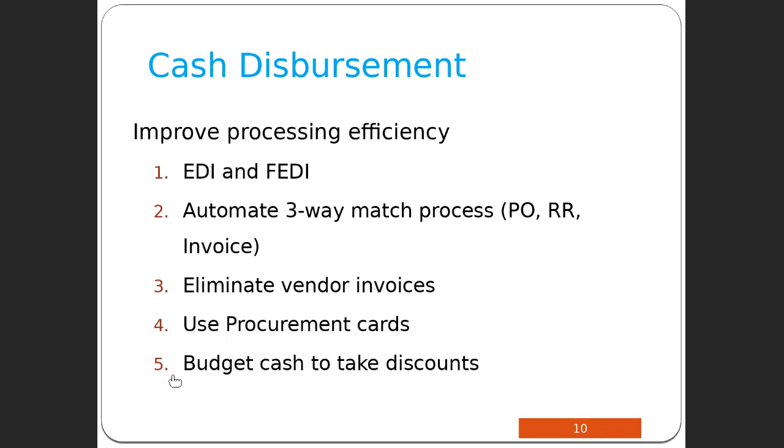The last item is budget cash to take discounts. Now, the 2% discounts that are offered if the buyer pays within 10 days, it's 2%. But if you buy millions of riyals worth of inventory, 2% could be a lot of money. So if the buyer is careful and takes all those discounts, then they could save hundreds of thousands of riyals, which will add to their profit, right?